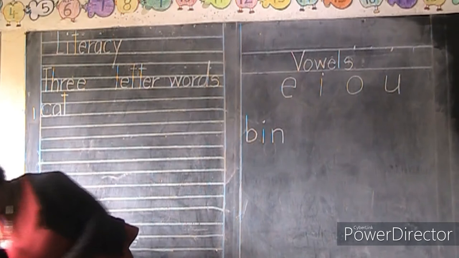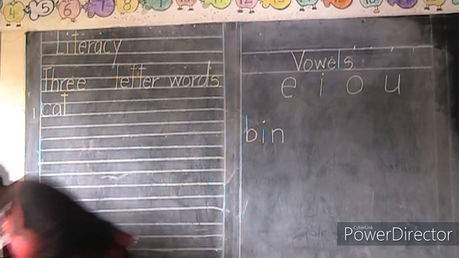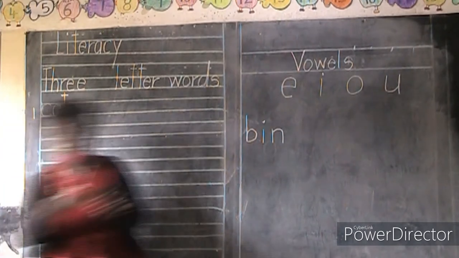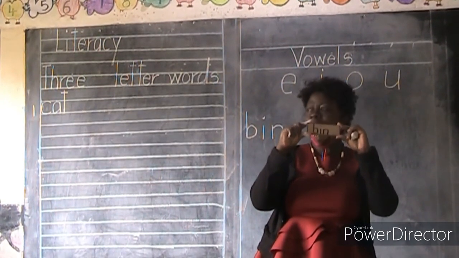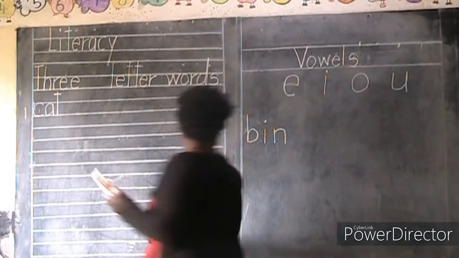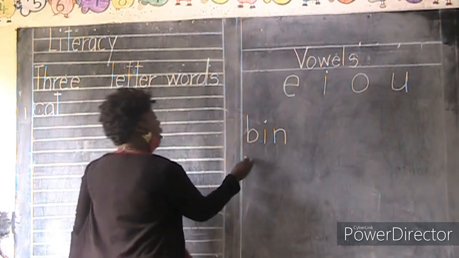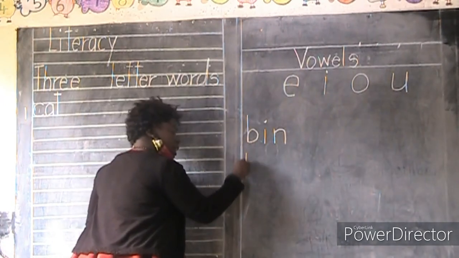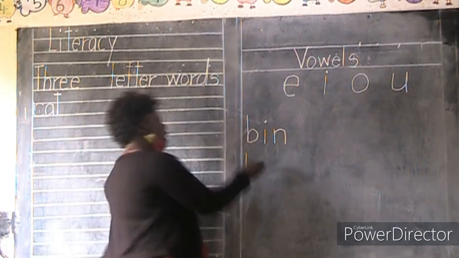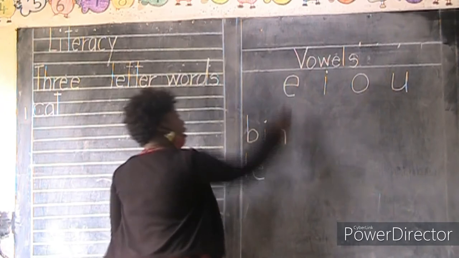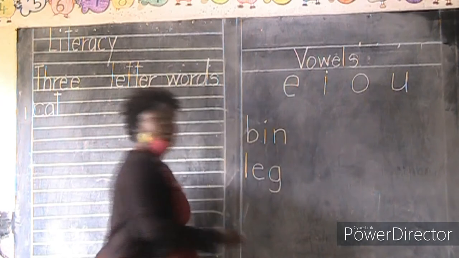So this is another word. And this is the word on the card. Bin. Bin. Bin. Another word. This is sound together. Vowel A. Sound G. G.